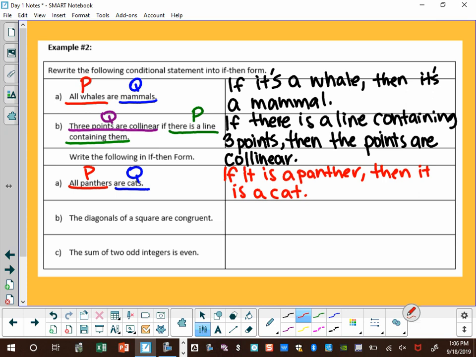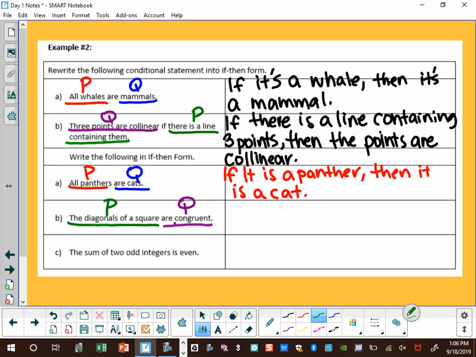All right, letter B, the diagonals of a square are congruent. Okay, so the diagonals of my square, my P, and then congruent will be my conclusion. So let's see here. We could say if there are diagonals in the square, then they are congruent. You could also say if it is a square, then the diagonals are congruent. You can kind of mix that up if you want. It all depends on how you want to write it.